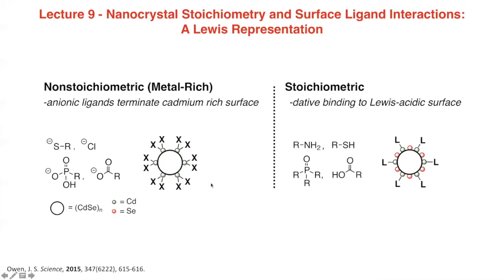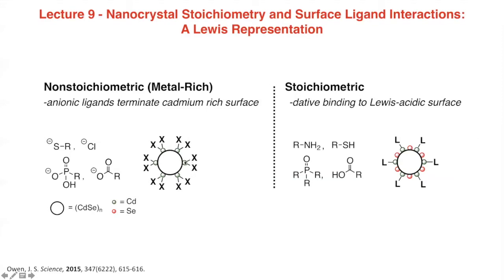On the left, we have a metal-rich nanocrystal formula. The example here is cadmium selenide. I've used green circles to represent cadmium and red circles to represent selenium, and then this empty circle, the white circle with the black edge, to represent a pure cadmium selenide crystal with a 1-to-1 cadmium to selenium stoichiometry. So this cartoon on the left shows you a cadmium selenide particle with 6 cadmium 2 plus ions bound to the surface of that particle.